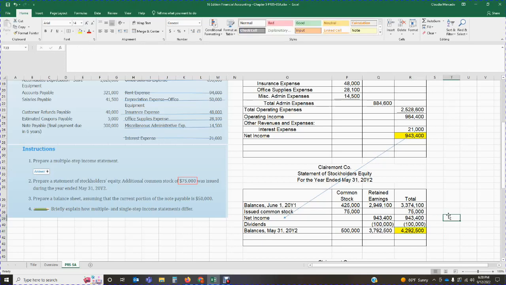So that is the end of our statement of stockholders' equity. In this particular financial statement, there's no changes. Everything stays the same. From what we were preparing in chapters 1 through 4, the concept is still the same.